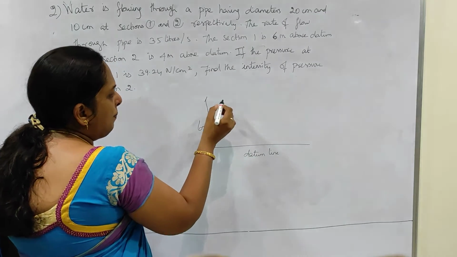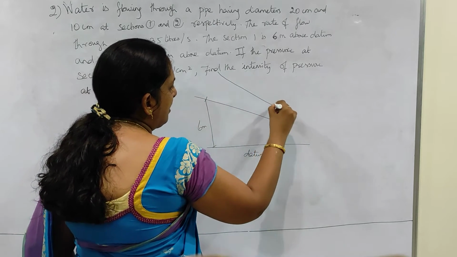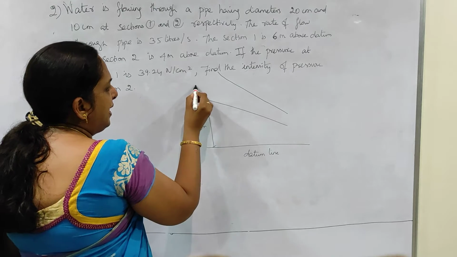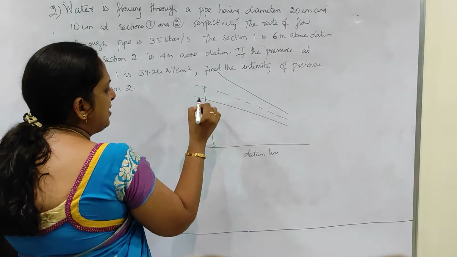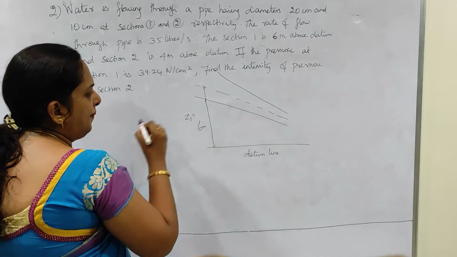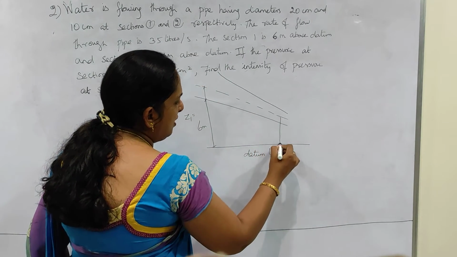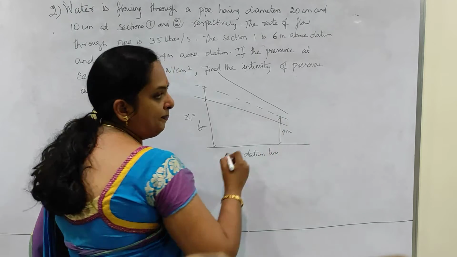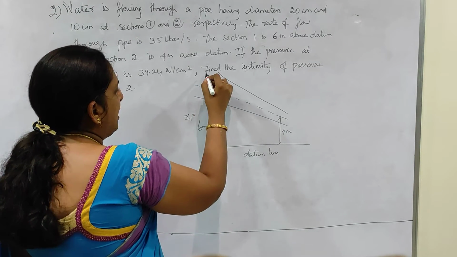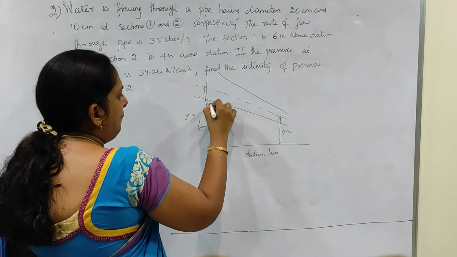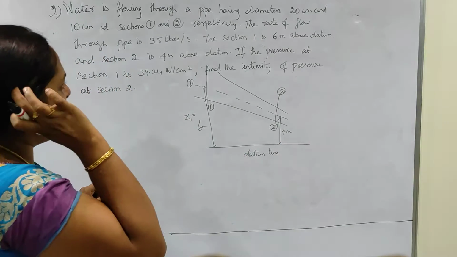So how does my pipe flow? I have two pipe sections, one like this and another one like this. This datum line is the center of the pipe, and the height given here as 6 meters is your Z1. And section 2 is 4 meter above datum. So section 2 is 4 meters above the datum. So we have got the two datum lines. Now this is my section 1-1, and this is my section 2-2. Is it clear?